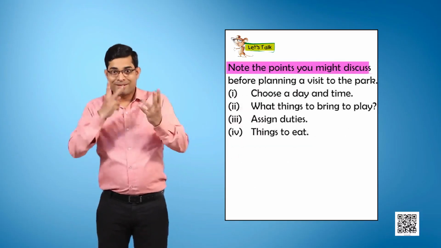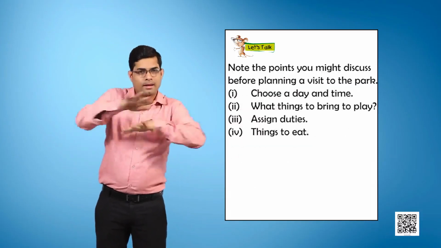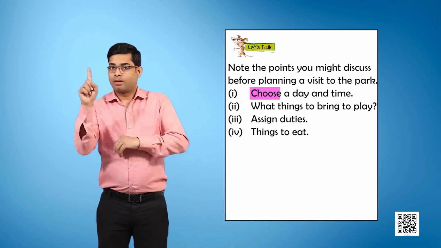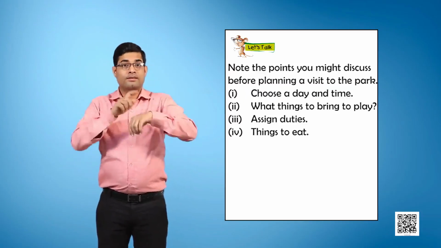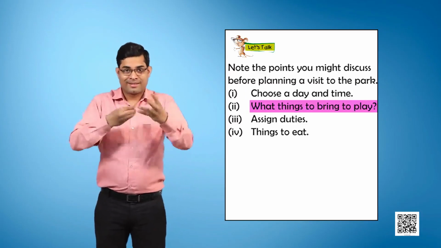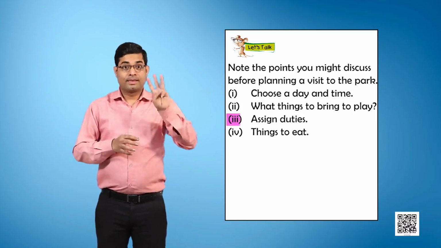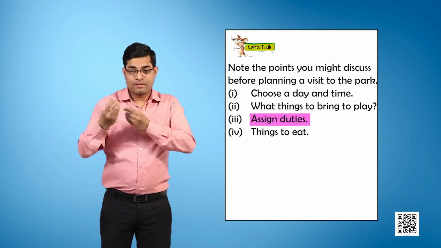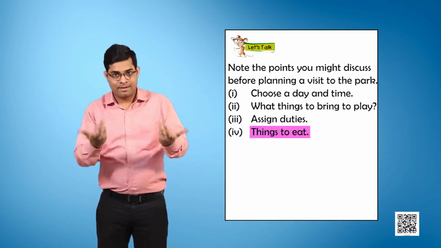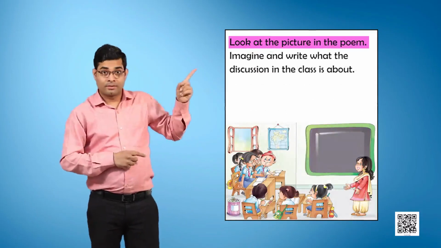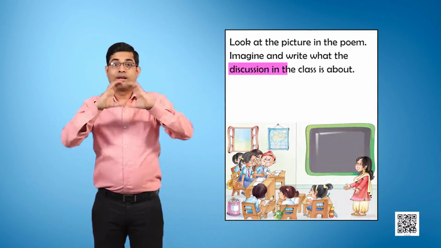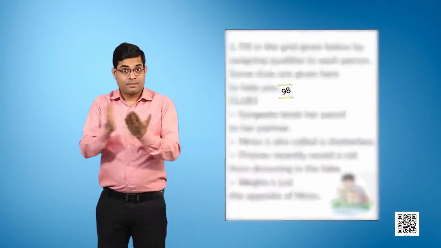Note the points you might discuss before planning a visit to the park. 1. Choose a day and time. 2. What things to bring to play. 3. Assign duties. 4. Things to eat. Look at the picture in the poem. Imagine and write what the discussion in the class is about. Page 98.